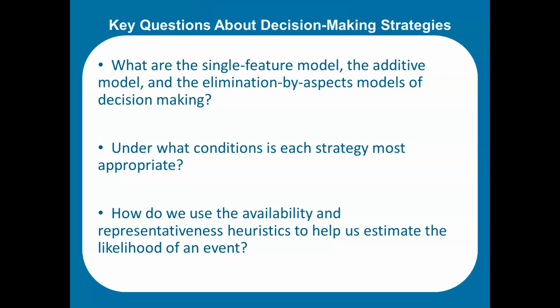So some questions to think about, if you pause the video, or review this video and think about these questions. What are the single feature model, the additive model, and the elimination by aspects model of decision making? You can see there are three models of decision making that we're going to take a look at. And as we look at each one of those models, we want to talk about under what conditions each strategy functions most appropriately.